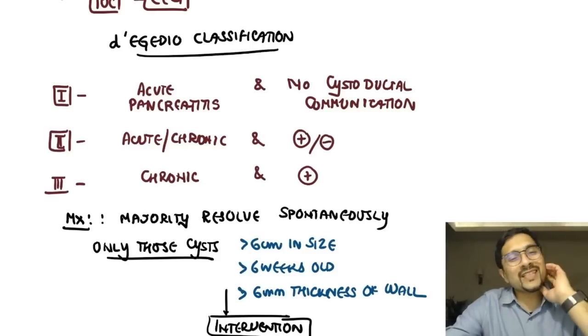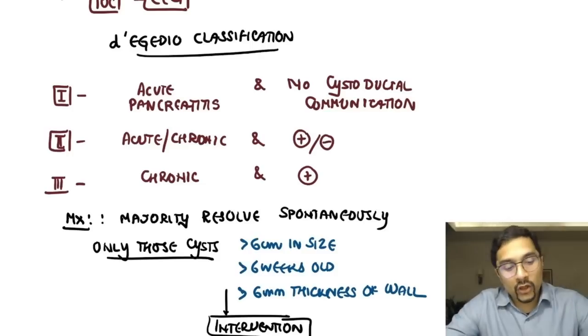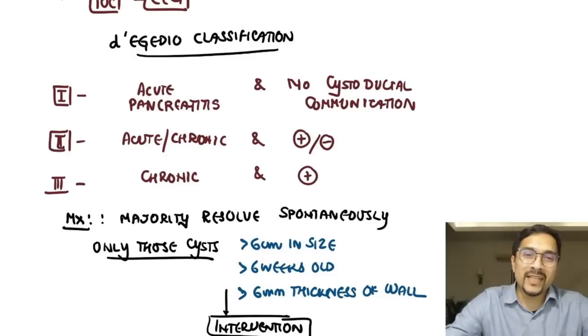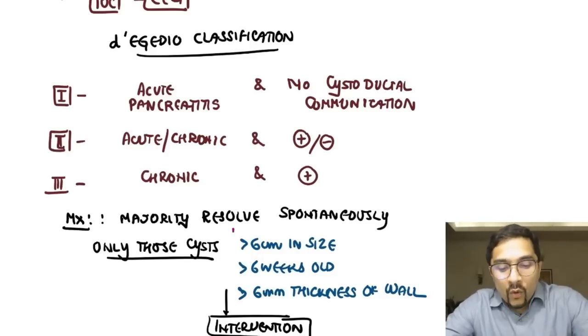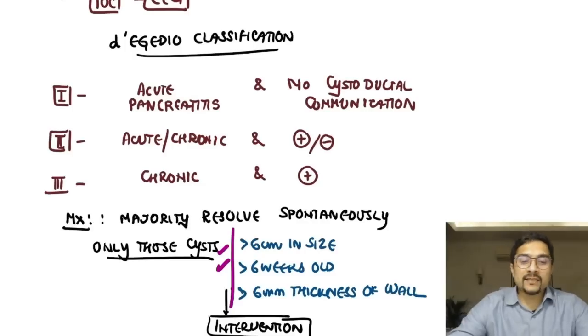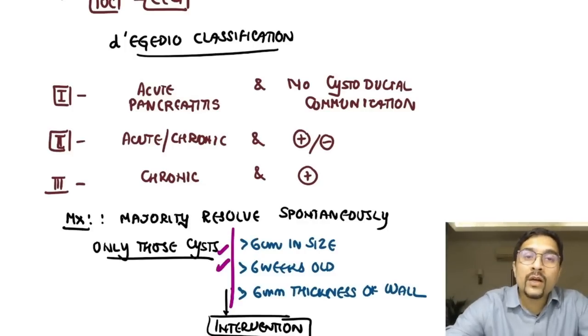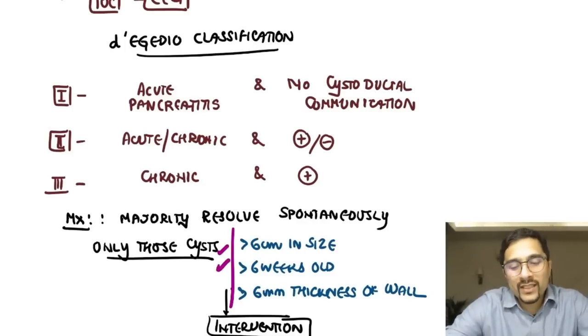Now, all pseudocysts don't require management. In fact, the majority of pseudocysts will resolve spontaneously. Only those which are more than 6 centimeters in size, more than 6 weeks old, or the wall thickness is more than 6 millimeters, only those pseudocysts require intervention.